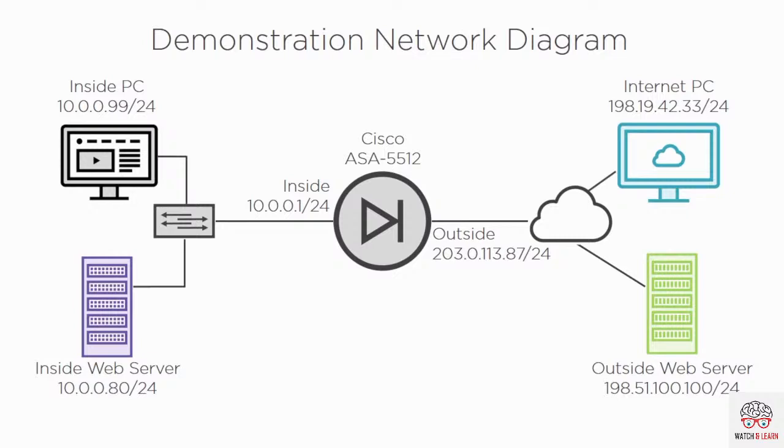So that's going to be our goal here, is to get that inside PC to get to that outside web server's website. What I want to do for that is use some Wiresharking to take a look at what's happening before we do NAT on the inside PC and the outside web server, and then do some Wiresharking after we configure NAT and see what's happening then.